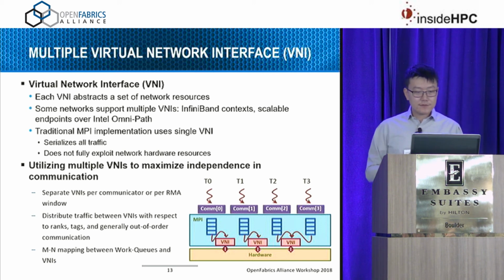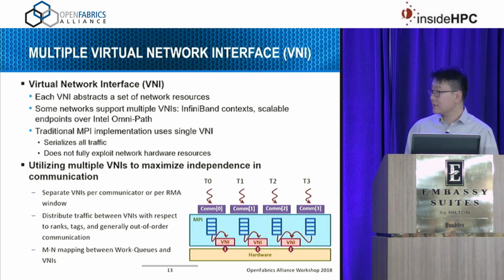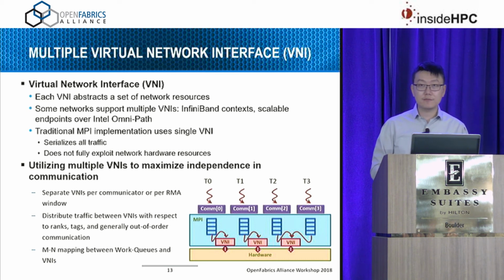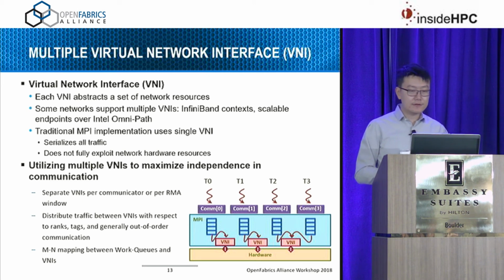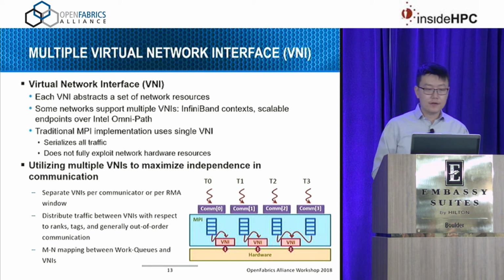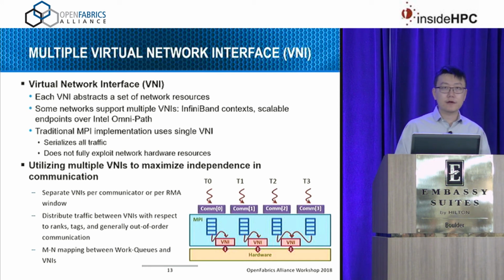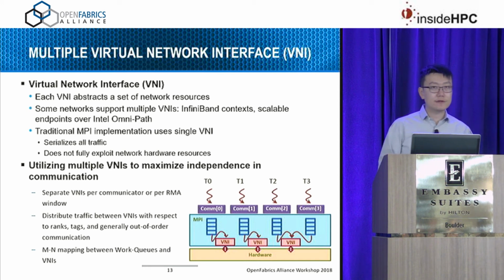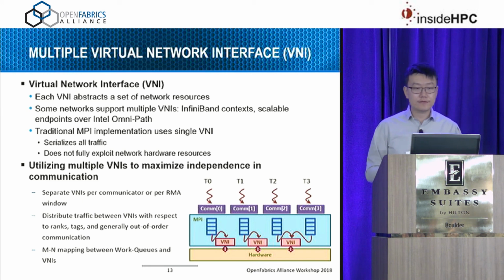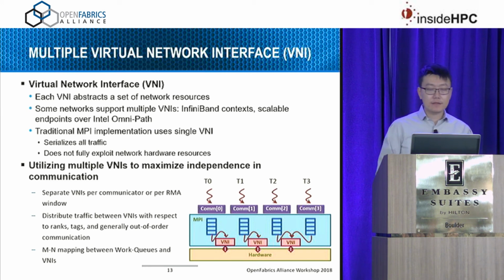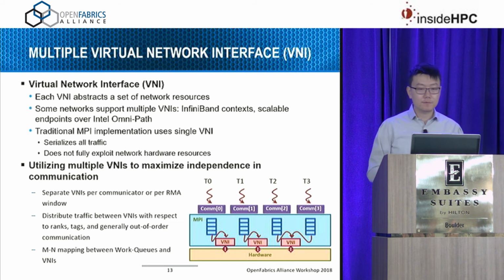But note that it is not a one-to-one mapping between the queue to the VNIs, because you can have many queues and they can share VNI or not, depending on how you want to optimize your application or the communication. Basically, what we're trying to do is have you provide this information as a hint when you create communicators, and within the library we'll tie the queues to the VNIs correctly, depending on the hint.